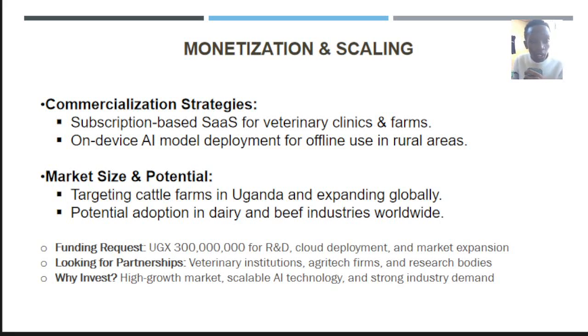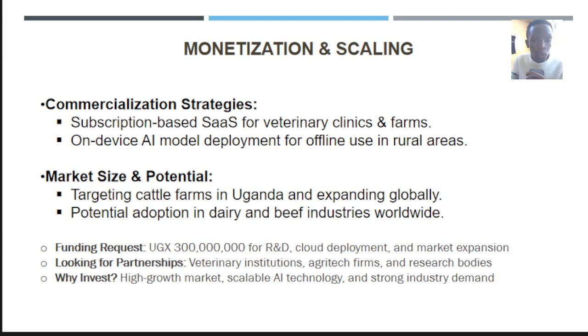So our request for the funds, basically that's the amount, and it goes to things like cloud deployment and market expansion. And we are looking for partners in different sectors like veterinary institutions, agri-tech farms, and research bodies, and many others.